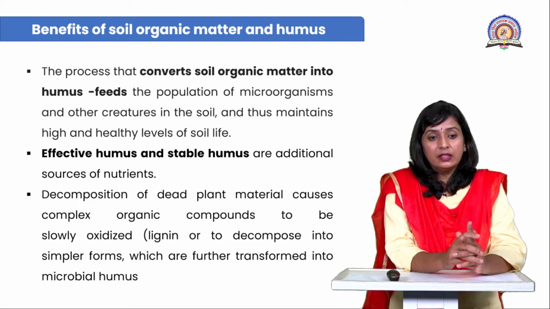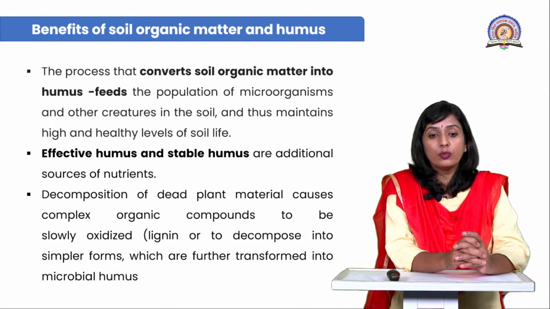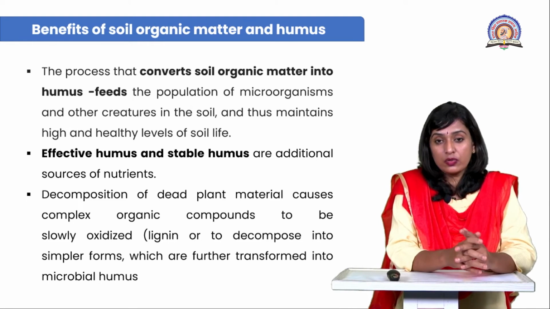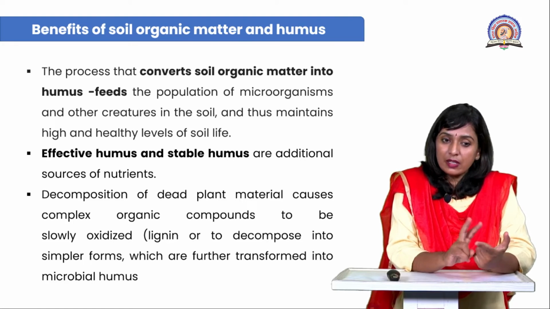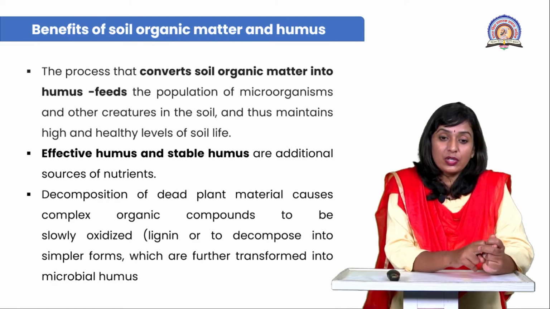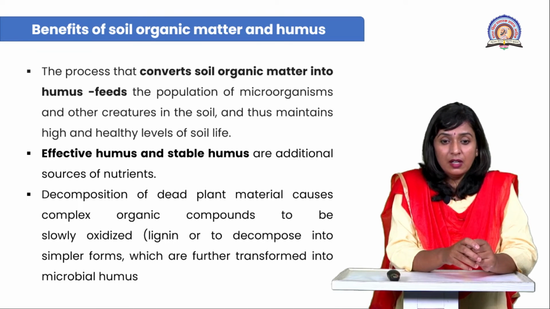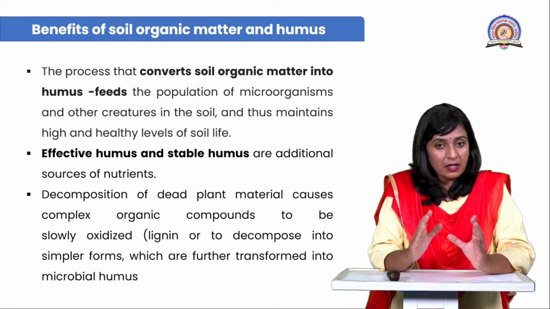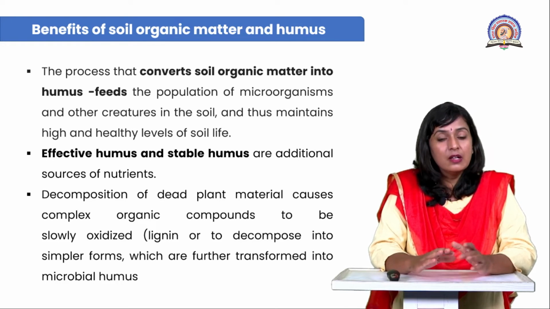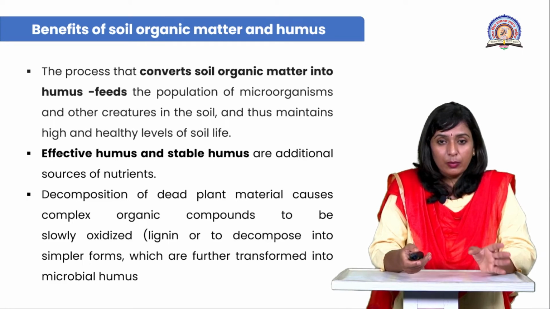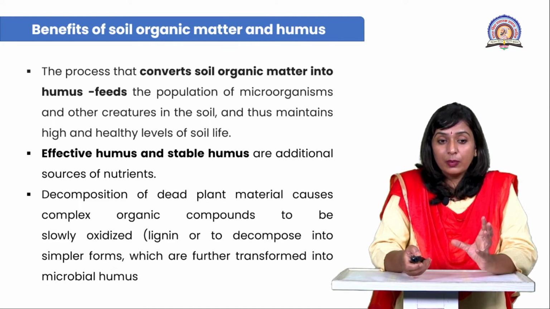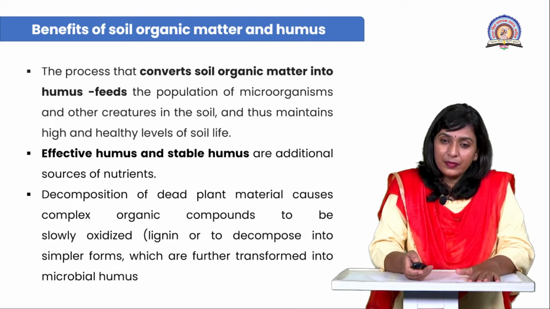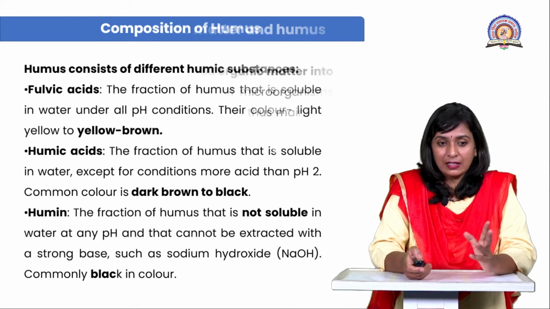Right. So there is another benefit, that is effective humus and stable humus. Effective humus and stable humus are additional sources of nutrients. Now what is the effective humus and what is the stable humus? Stable humus, which we have studied earlier, is humus that cannot be further converted; rather it remains in the same form in the soil. Then what is effective humus? Effective humus is a type of humus which is readily available for the plant. It readily provides nourishment to the plant, just like this one.